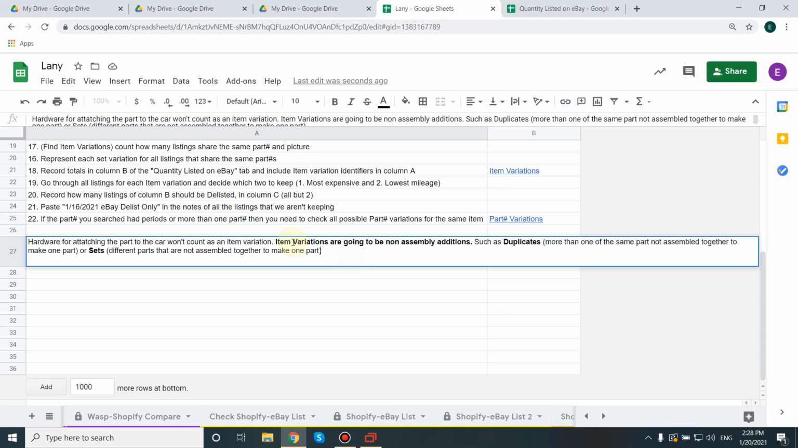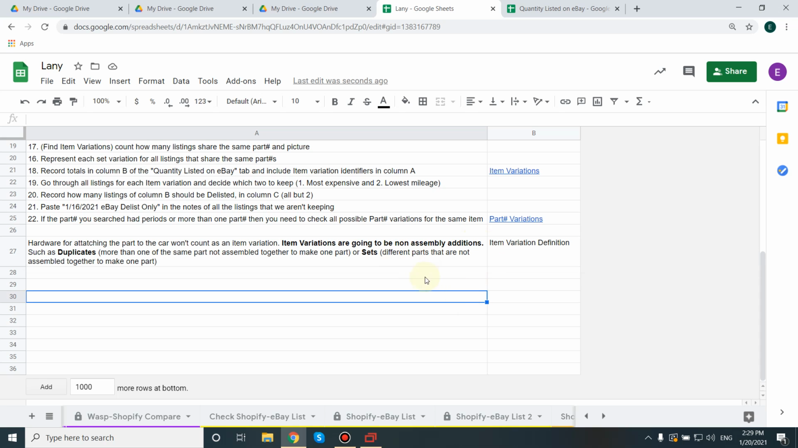Here is further explanation on what item variations are. For example, item variations are going to be non-assembly additions. My examples are duplicates or sets. Let's look at an example that explains what would be a variation and what would not be a variation with a particular part number.